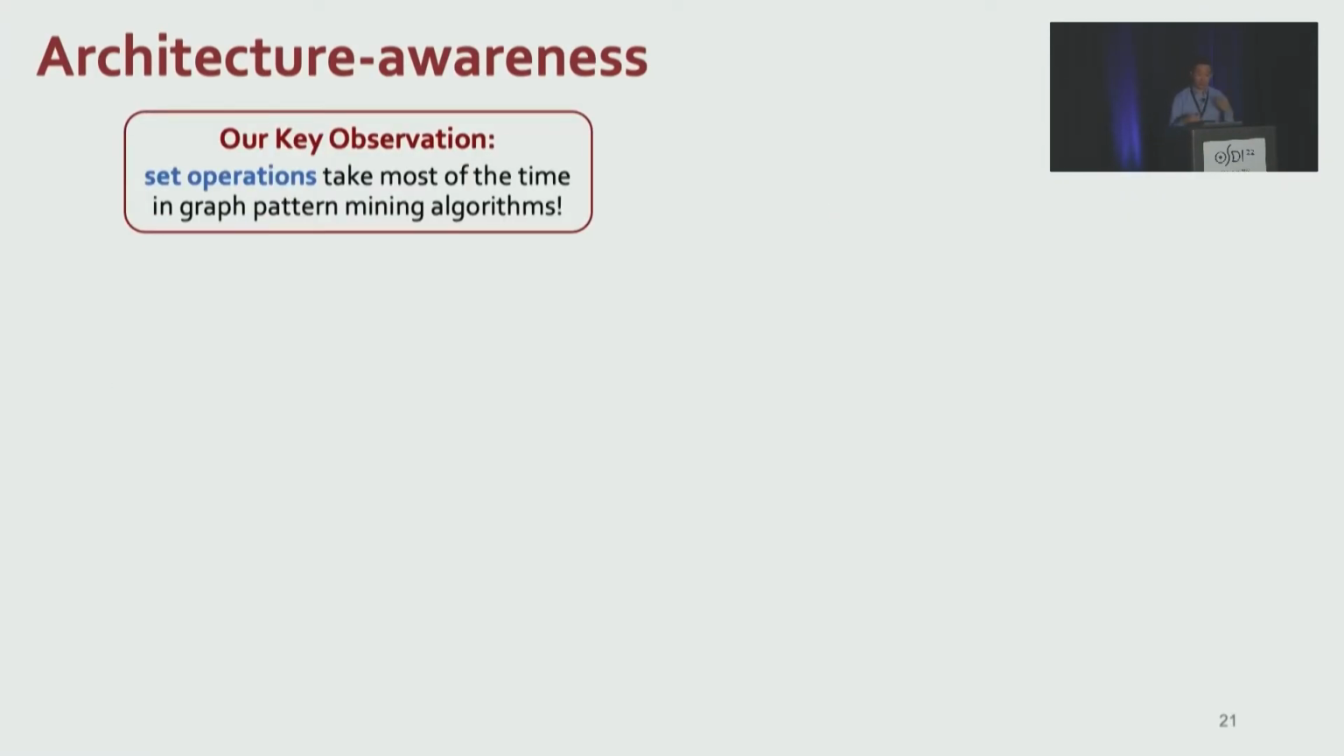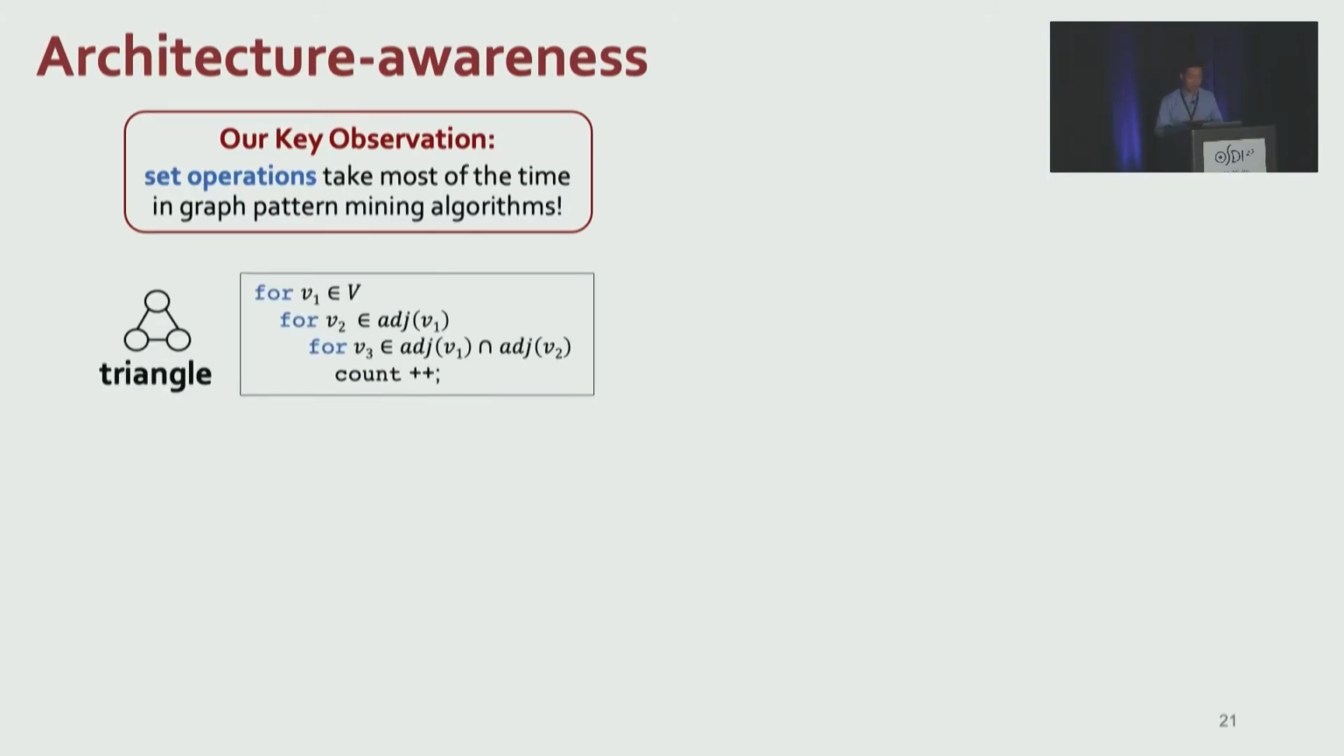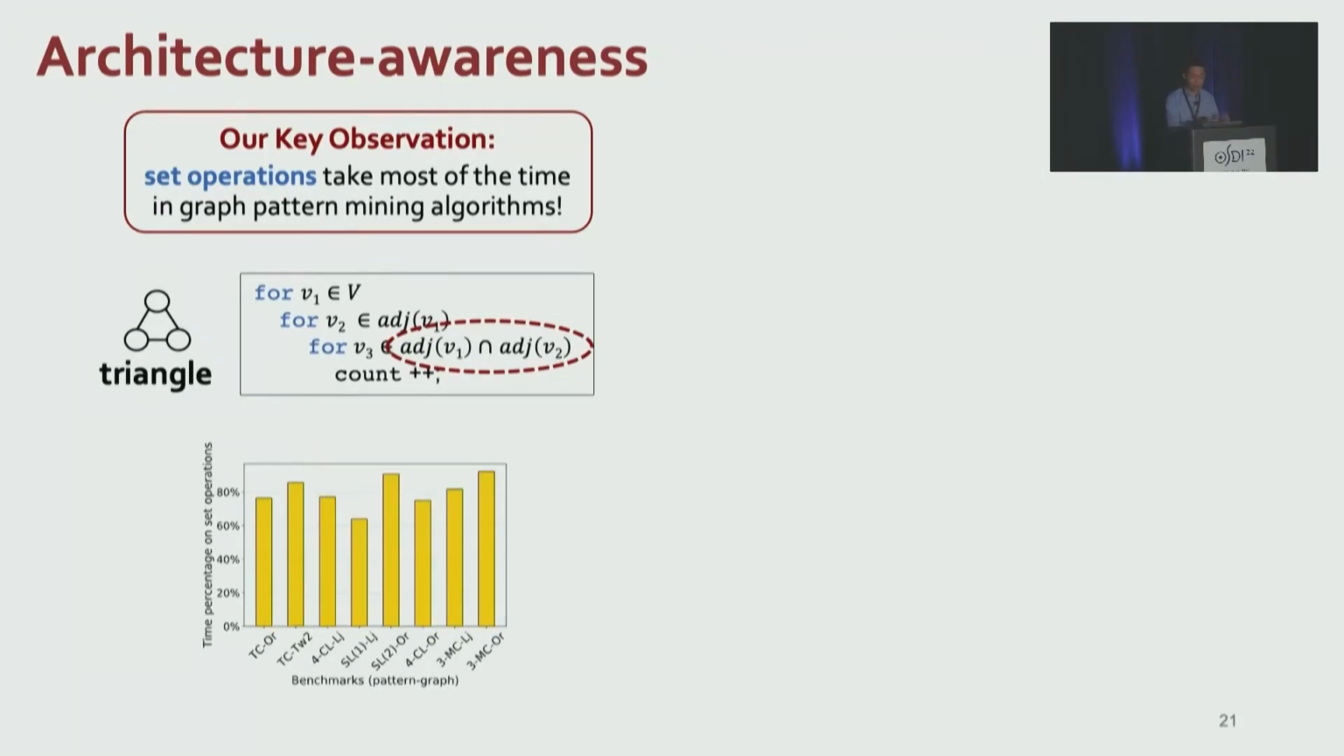In G2-Miner, we mitigate this problem based on a key observation in graph pattern mining algorithms, which is the fact that set operations take most of the execution time. For example, to find triangles, we need to compute this set intersection operation, which intersects the neighbor sets of two vertices to form the triangle. We observe that this operation takes most of the execution time for triangle counting, and this is also true for other graph pattern mining applications. We did profiling with various patterns and data graphs, and this figure shows that roughly 80% of the total execution time is spent on set operations.